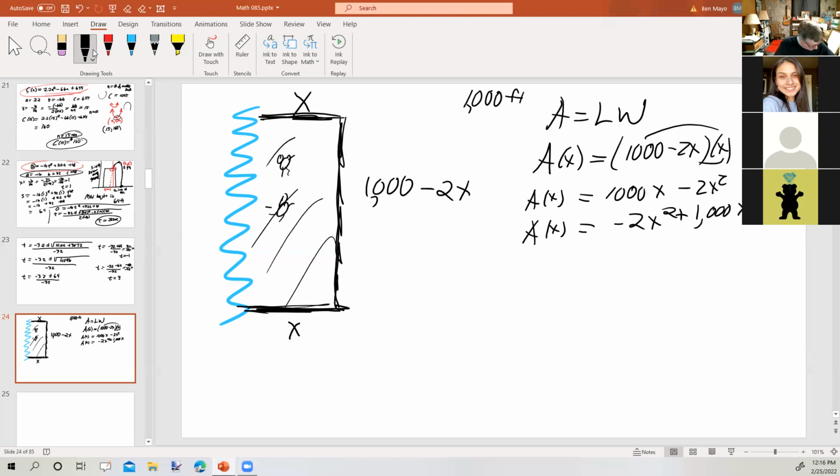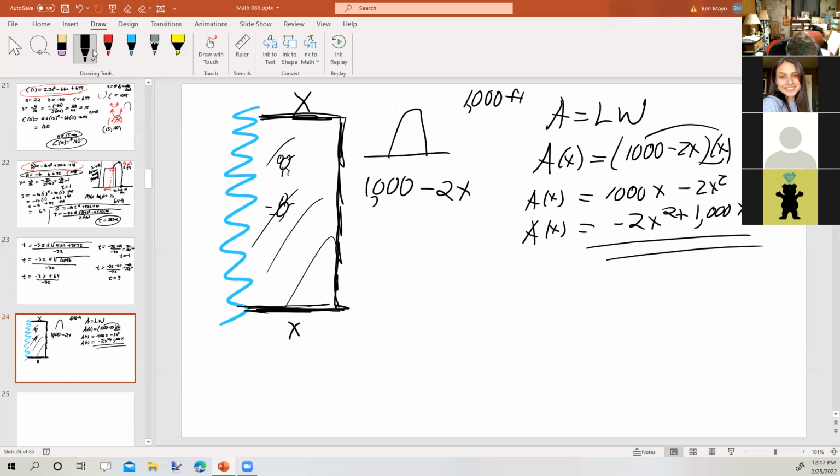Now, it says a farmer wants to fence 3 sides of a rectangular field with 1,000 feet of fencing. The other side of the rectangle will be the river. If the enclosed area is to be maximized, find the dimensions of the field. All right, take a look at this. That's a parabola that opens downwards. The leading coefficient is negative.